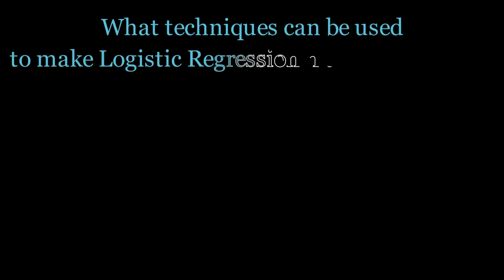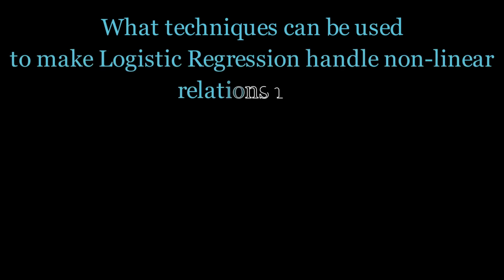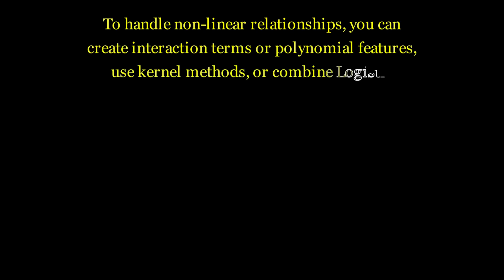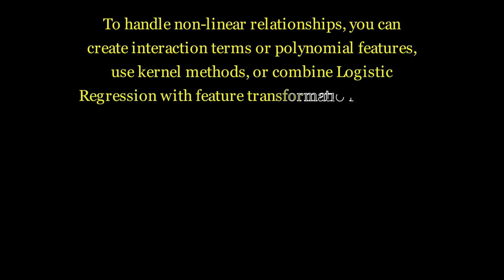What techniques can be used to make logistic regression handle non-linear relationships? To handle non-linear relationships, you can create interaction terms or polynomial features, use kernel methods, or combine logistic regression with feature transformations like PCA or splines.